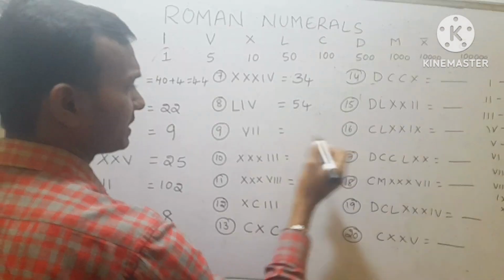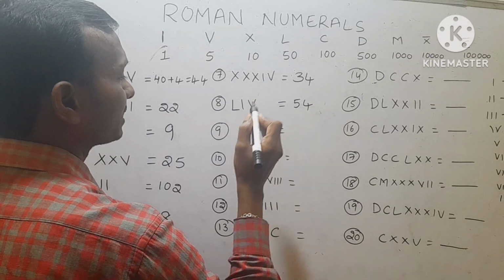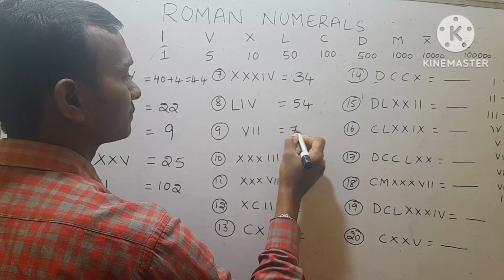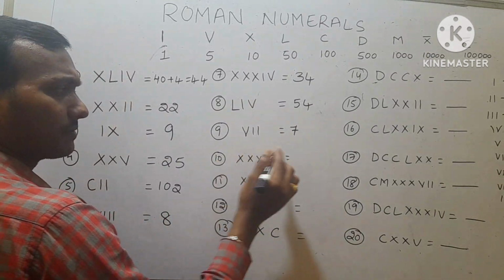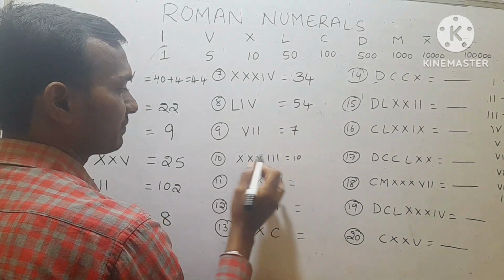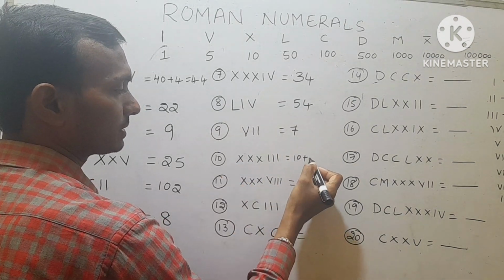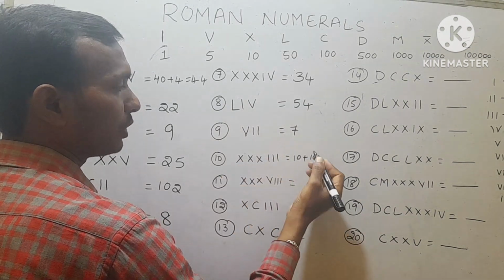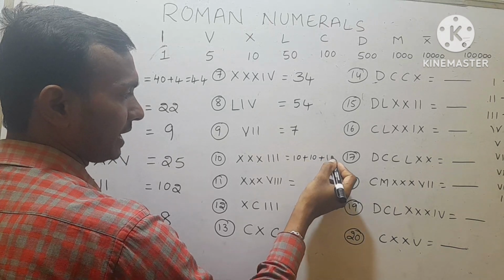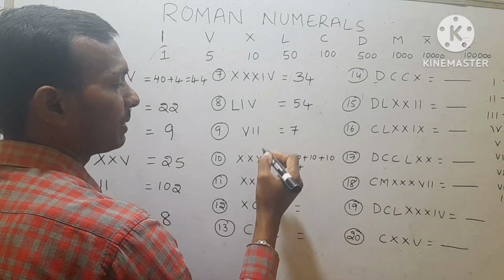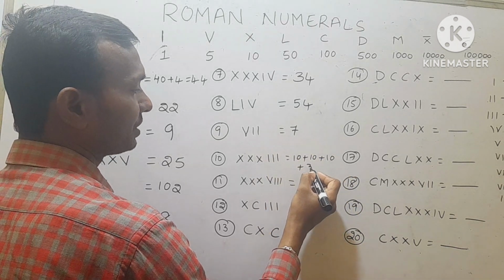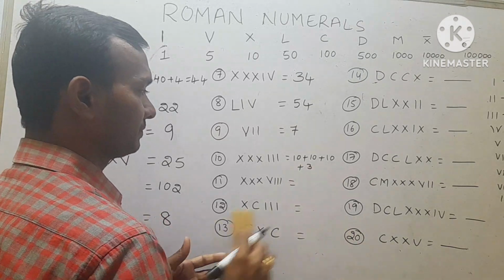Next, this is nothing but 7. VII. 5 plus 1 plus 1, 7. See this question. X stands for 10. One more X stands for 10. One more X stands for 10. I plus I plus I, it stands for 3. 33.